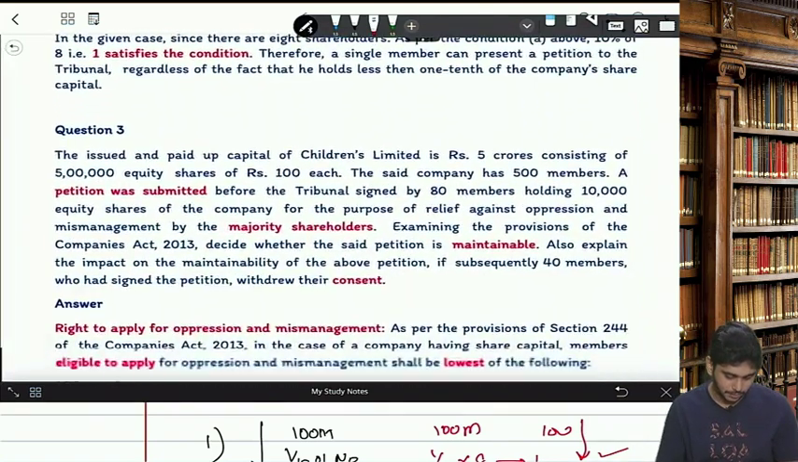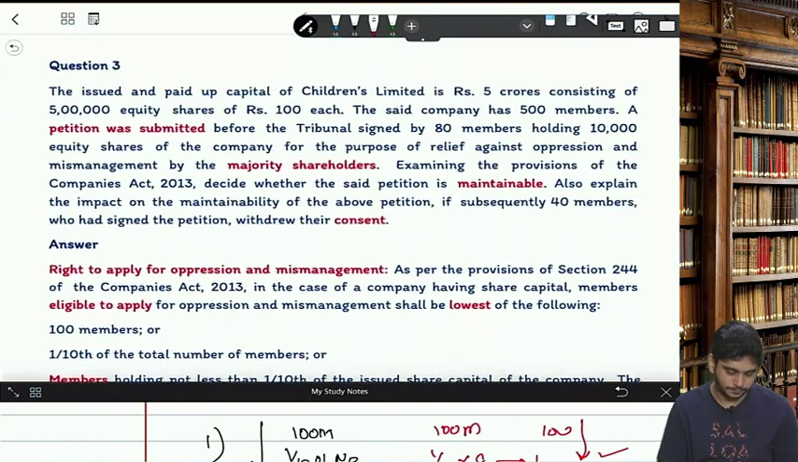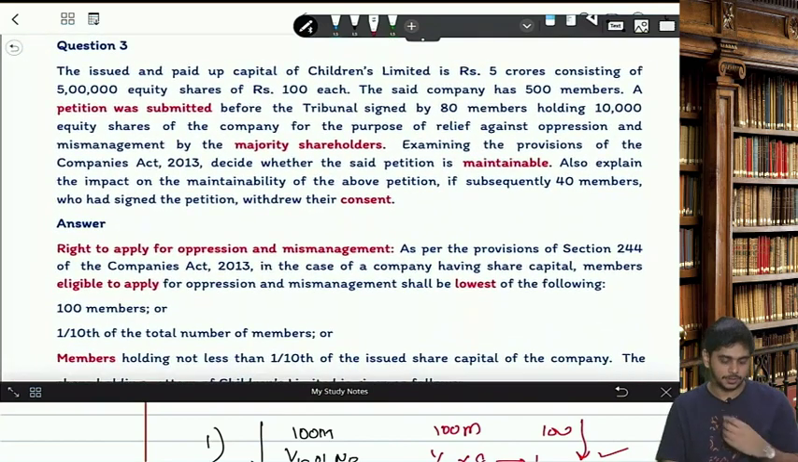Next, question number 3. Let's do it. The issued and the paid up capital of the company Children Limited is rupees 5 crores, consisting of 5 lakh equity shares of 100 each. The said company had 500 members.